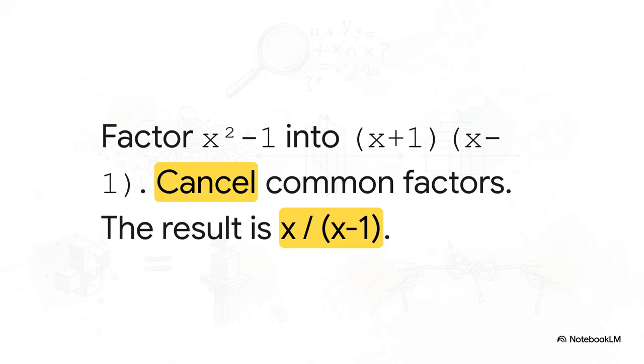You see that x squared minus 1 in the denominator? That should look familiar. It's a difference of squares, so it factors into (x + 1) times (x minus 1). Now look what we have. We've got an x plus 1 on the top and on the bottom, so they cancel out. We can also cancel one of the x's from the top with the x on the bottom. After all that canceling, what's left? Just our nice, clean answer, x over (x minus 1).